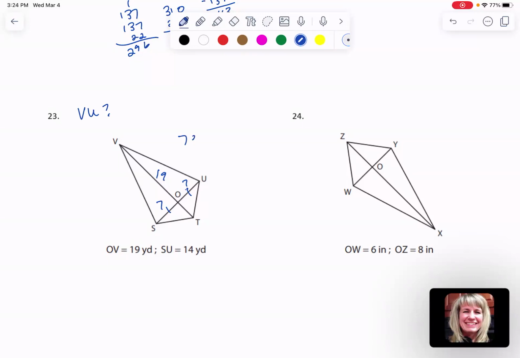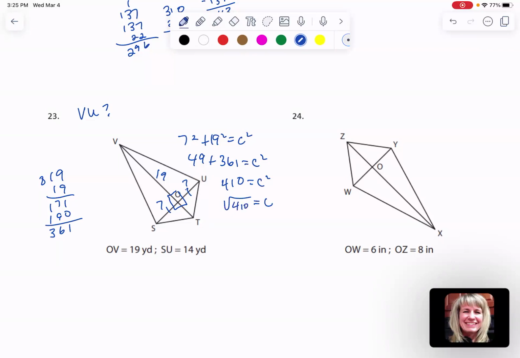So you could do 7 squared plus 19 squared equals C squared, just doing Pythagorean theorem. And you can do Pythagorean theorem because you know that those are right angles right there. And so that's 49. I think 19 squared is 361, but I can't remember. So I'm going to multiply it out real quick. Sorry, y'all. Yeah, 361. So we get 410 equals C squared. So C will equal the square root of 410, which I don't think simplifies. And so that would be our answer for VU.